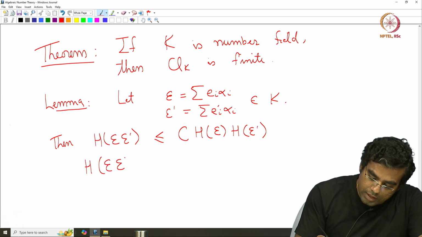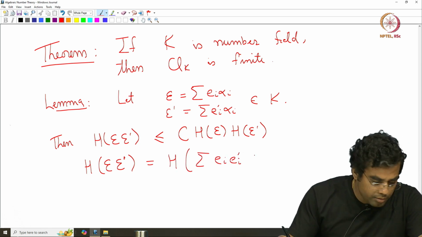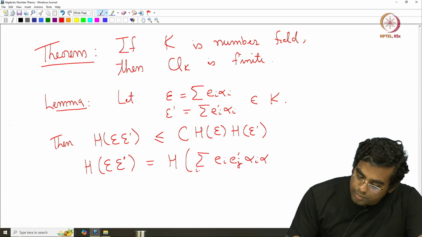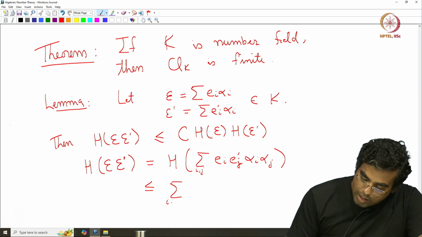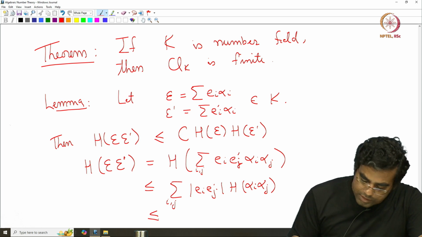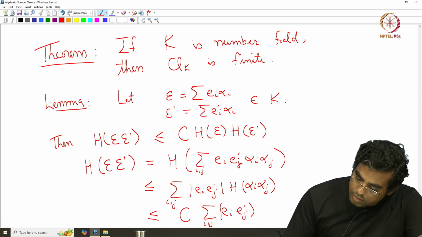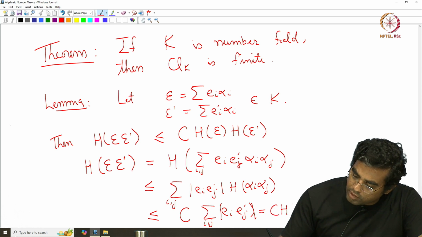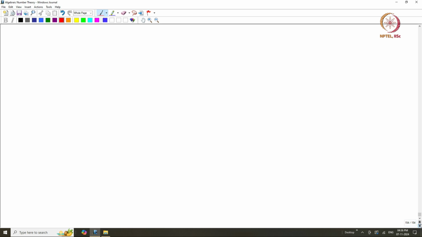So, what you do is you take epsilon epsilon prime, height of this is same as height of summation ei ej prime. So, that is what the product will be, right, which is less than or equal to summation i j mod of ei ej prime, right, height of alpha I alpha j, but that thing is bounded by C. So, this is less than or equal to C times summation i comma j ei ej prime, but this thing is precisely equal to the product of these heights, right. So, that is how the lemma is proved. All right. So, how do I use the lemma now?